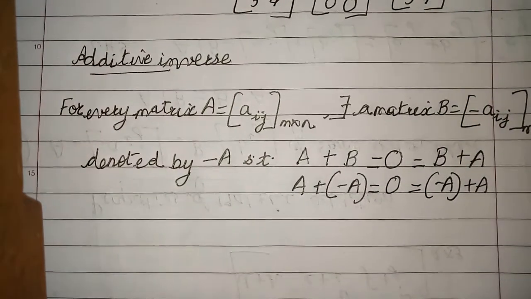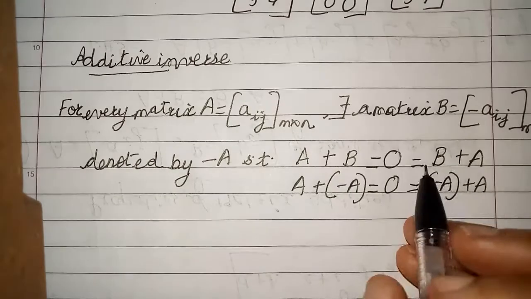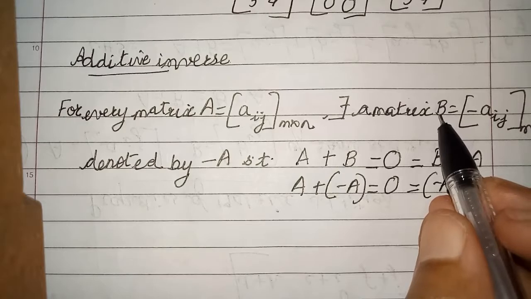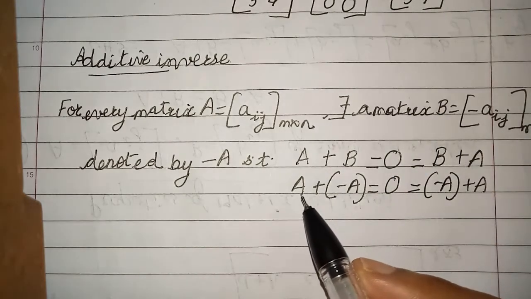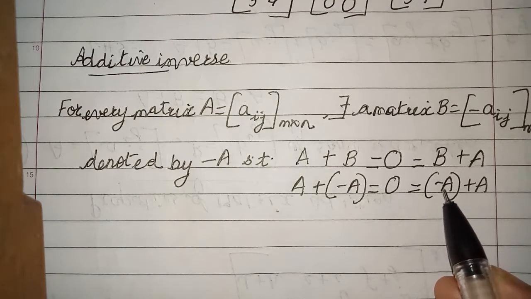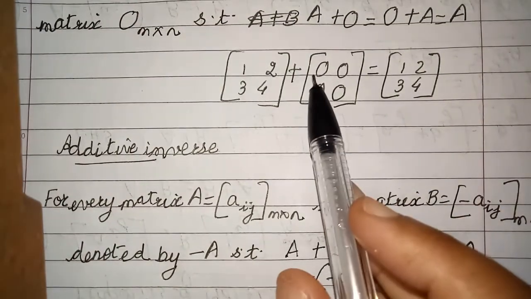Okay, I have just used different notation for the same thing. That is B. B will have an additive inverse, meaning it will be minus of the original matrix A, right? So I have written A plus minus A equal to O, that is equal to minus A plus A, because matrix addition is commutative. So you can see here, right?